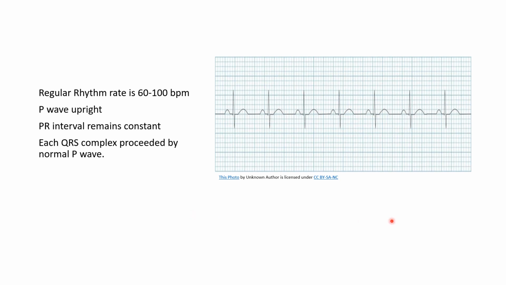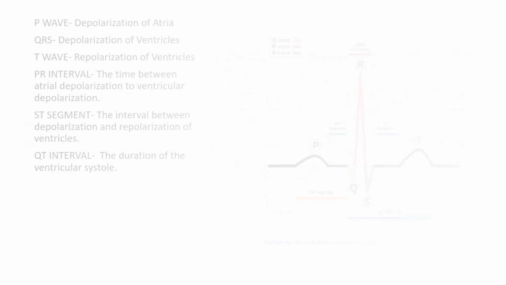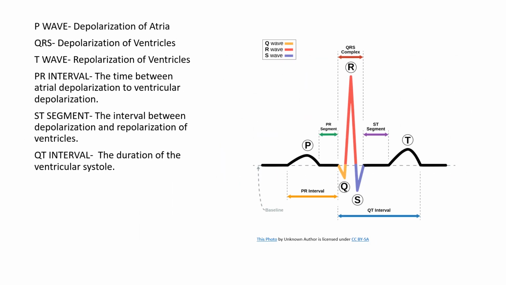Okay, we will go into more detail. So here you can see the P wave. When there is a depolarization of the atria, when the atria contract, we get the P wave in the ECG. And after that, there's a PR segment, which represents the time between atrial depolarization and ventricular depolarization.